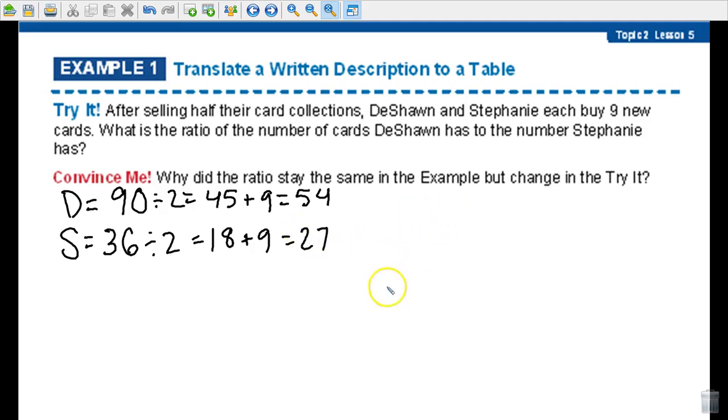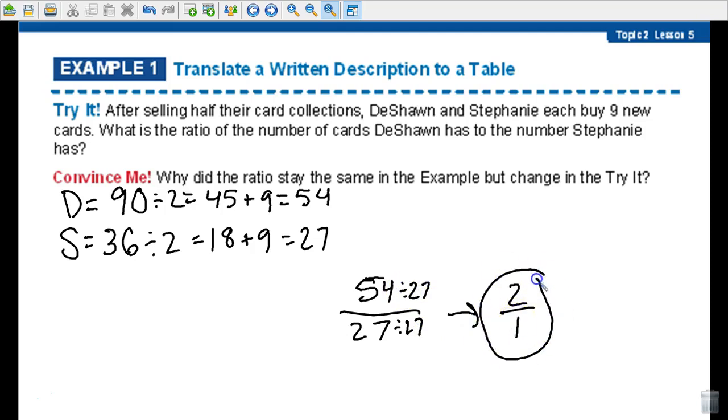So my new ratio would be 54 over 27. If I simplify this with the greatest common factor, 27 goes into both of them. So I divide them both by 27, and then I get 2 over 1, or 2 to 1, and that is my answer. That is my ratio for the number of cards Deshaun has to the number Stephanie has after all the work we do.